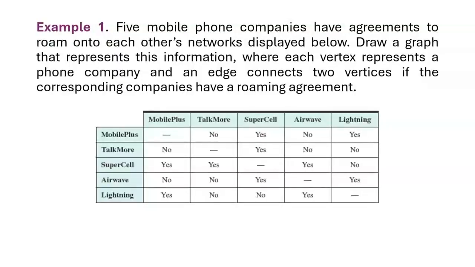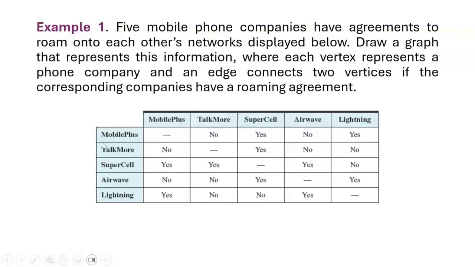And another example where we can use graphs is to model information. So for example, it says 5 mobile phone companies have agreements to roam onto each other's networks displayed below. Draw a graph that represents this information where each vertex represents a phone company and an edge connects two vertices if the corresponding companies have a roaming agreement. And so I have all of the information on the table.